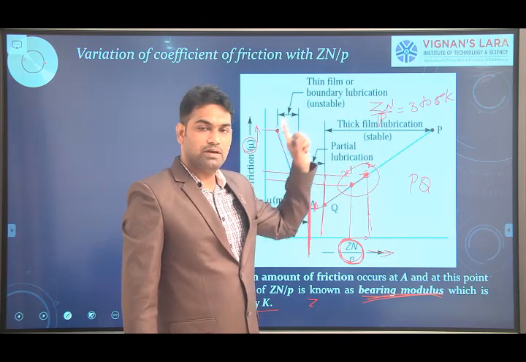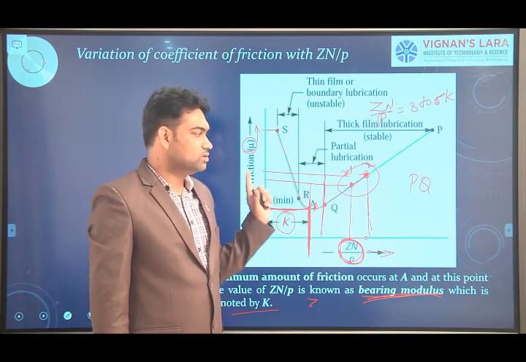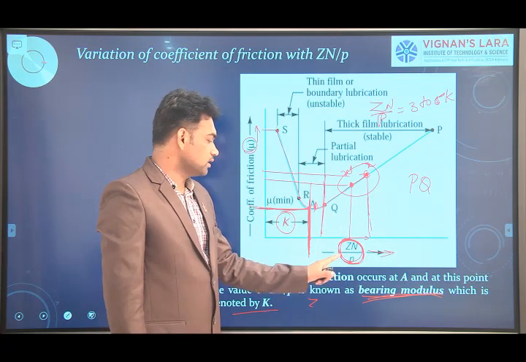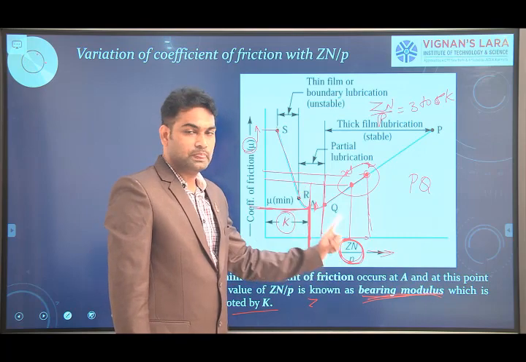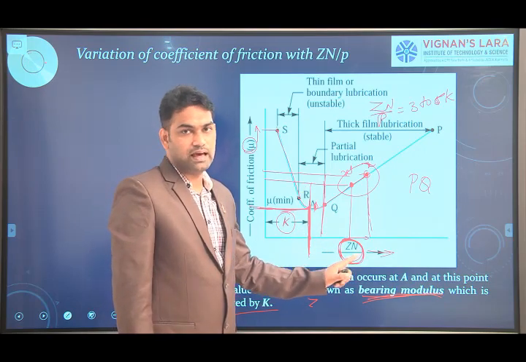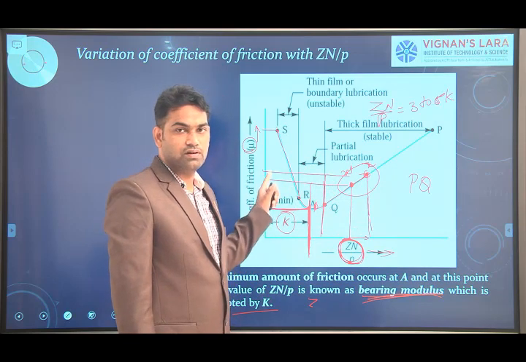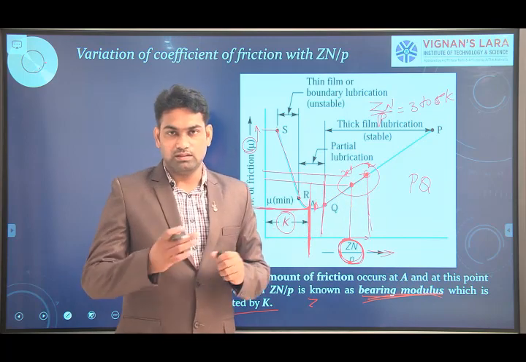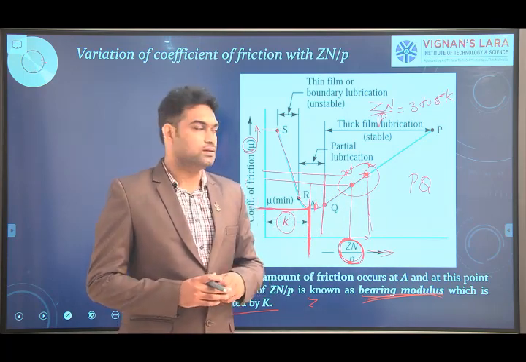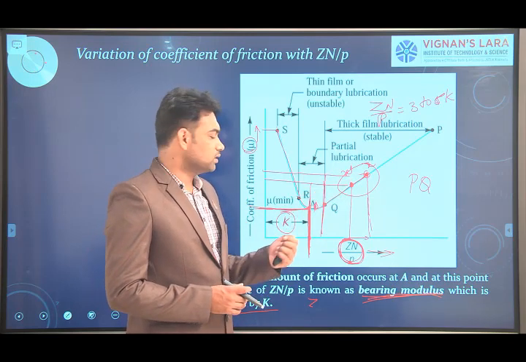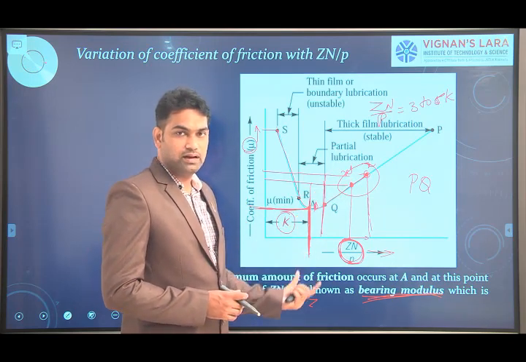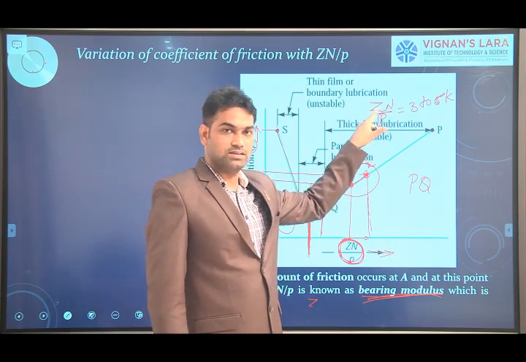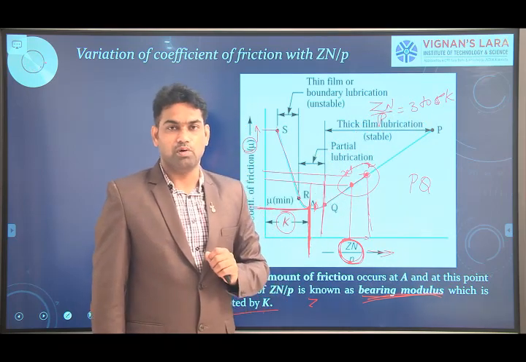So Zn by P is the bearing characteristic number that will affect the coefficient of friction in the bearing. Any parameter that changes in this bearing characteristic number, either viscosity, speed or pressure, will affect it, resulting in a variation of coefficient of friction between the two surfaces. And you can also observe there is a self-adjusting mechanism between the two operating points, so you should keep the minimum bearing characteristic number, called the bearing modulus, denoted by K, and the bearing characteristic number should be kept at 3 to 5 times the bearing modulus.